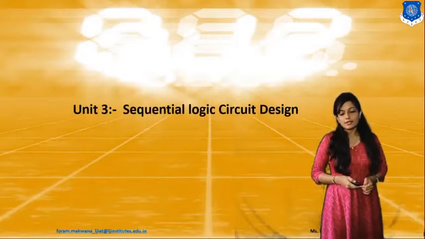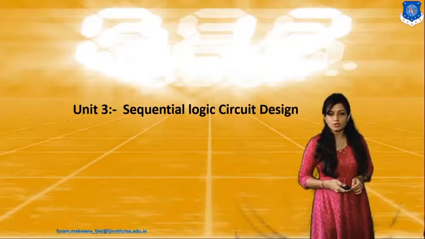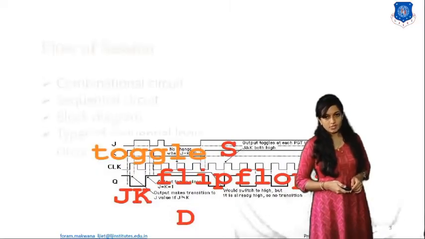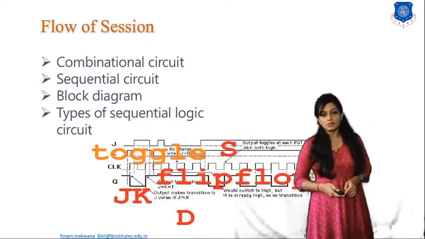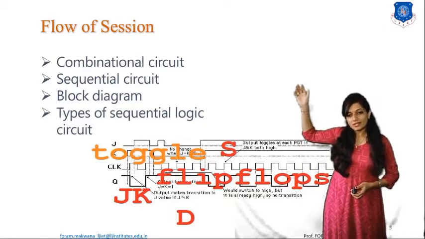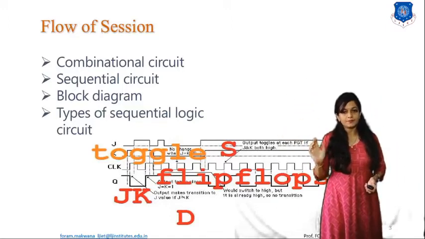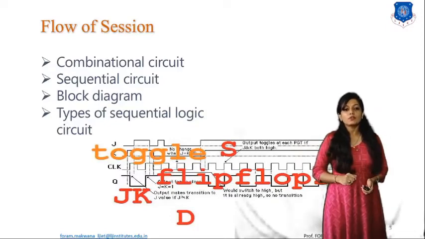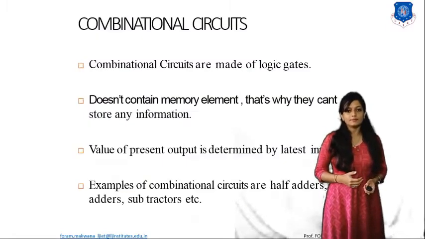Now, in the last session we have finished unit number 2, that is combinational logic circuit design. In today's session we are going to start chapter number 3, that is sequential logic circuit design, in which first of all we will see what is the difference between a combinational circuit and a sequential circuit, the block diagram of a sequential circuit, and what are the types of sequential circuit.